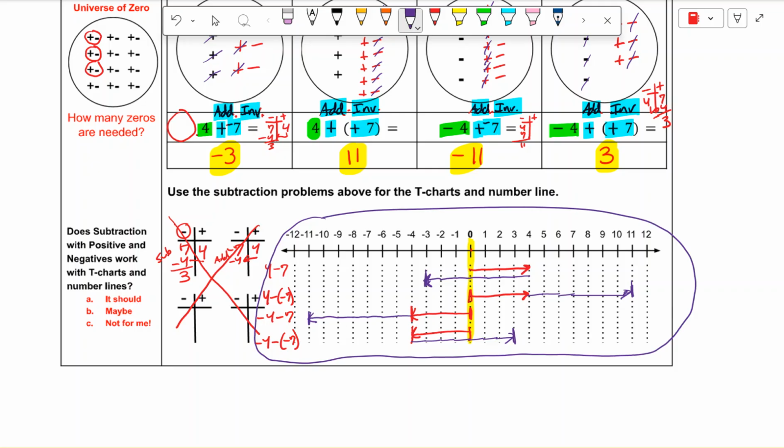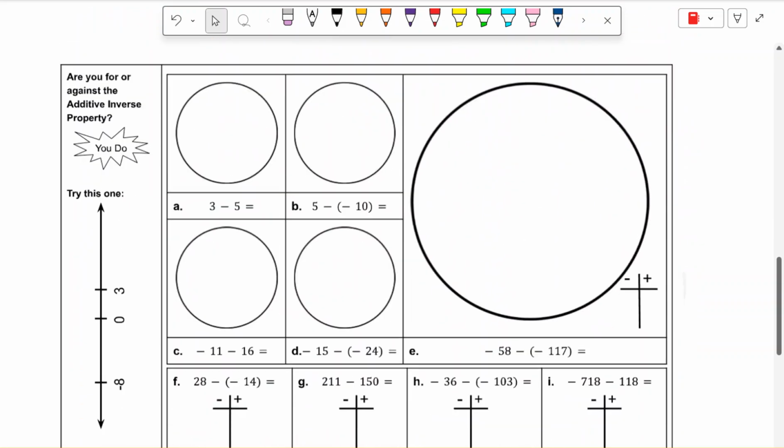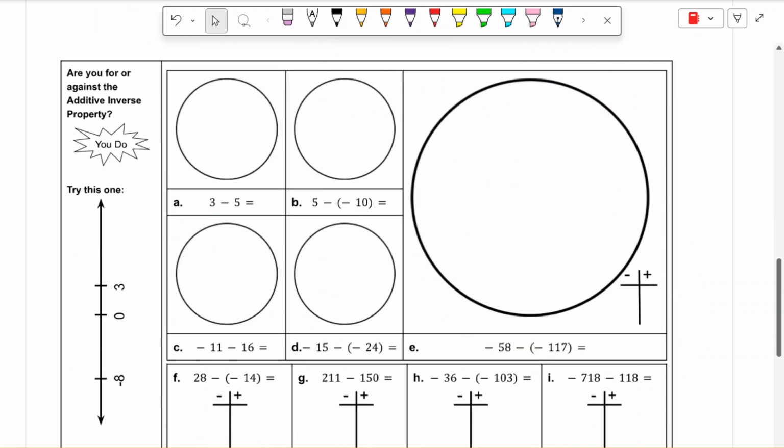But you know what works even better? Additive inverse. All right. Let's go ahead and go down here. And this is the you-dos. Are you for or against the additive inverse? Have you made up your mind yet? Eventually, you will give in and use it because you'll find it's way easier.